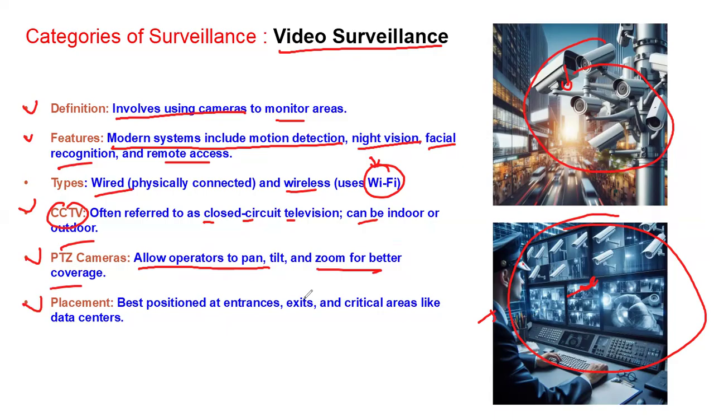And placement: where will you place these cameras? They are best positioned at the entrance, exit, and critical areas like the data center. So you will place cameras at critical locations like the data center and entry and exit points.